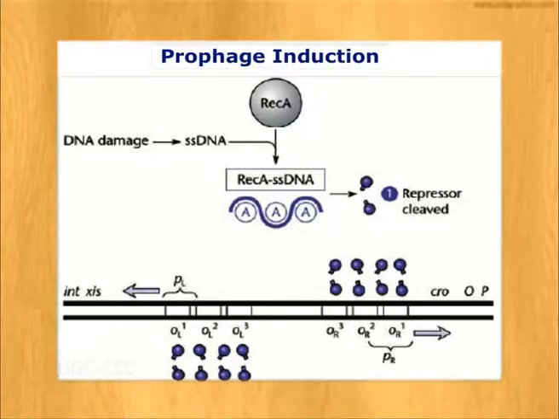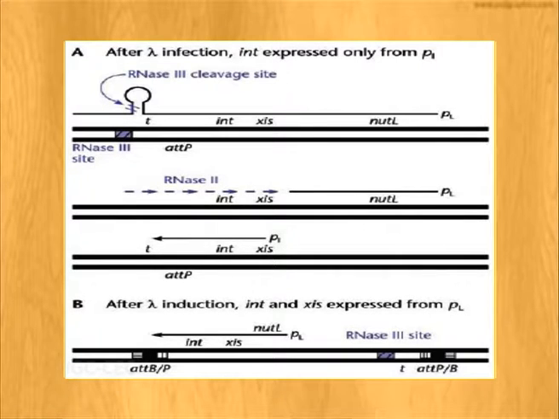The way lambda phage ensures that only integrase is synthesized during integration, but both integrase and excisionase are synthesized during excision, is regulated by a very beautiful mechanism called retroregulation. Retroregulation is a regulation when a sequence downstream of a gene regulates the expression of that gene. So, what happens after infection?